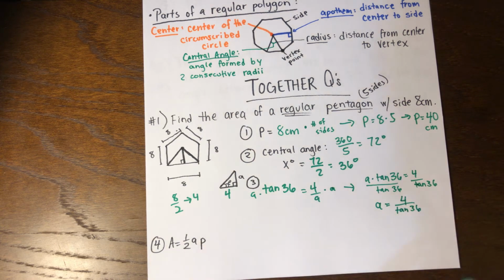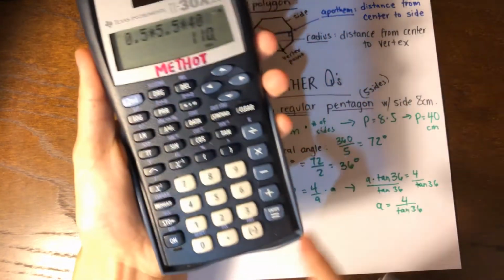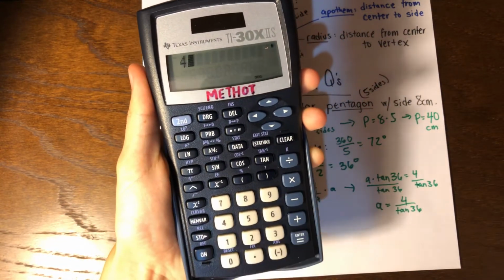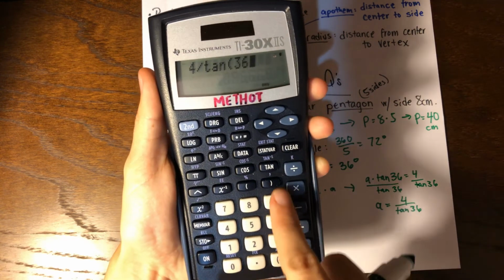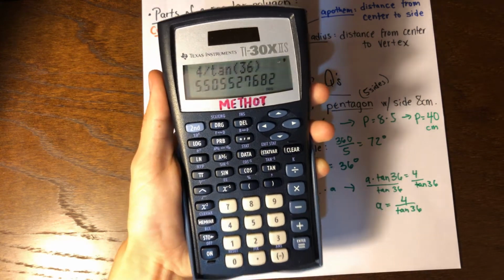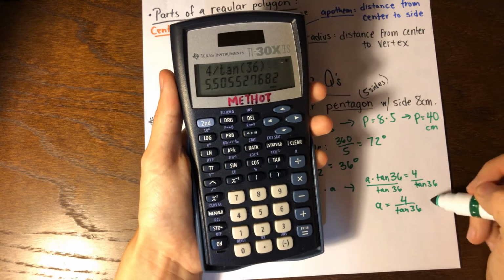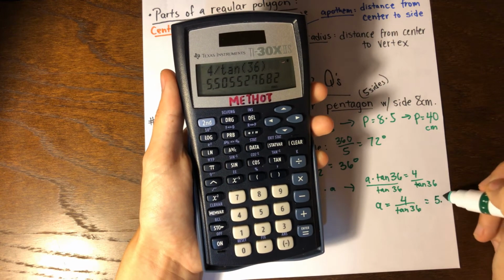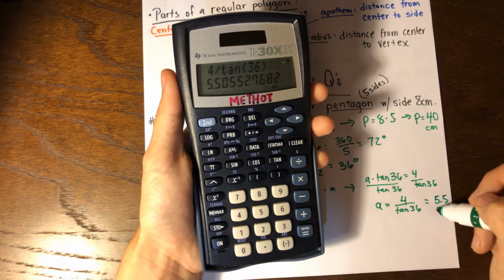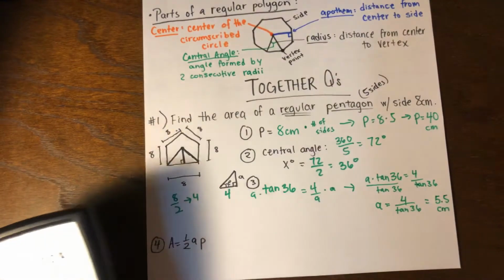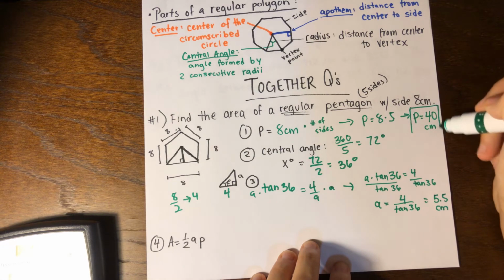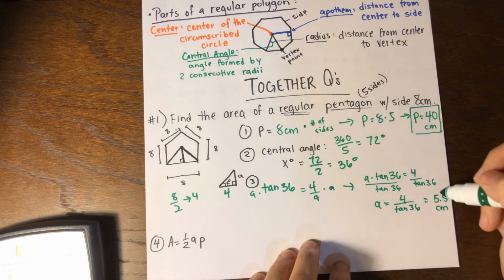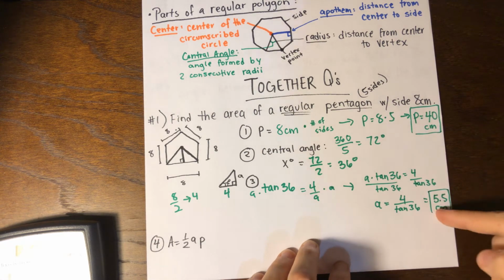So let's solve for that in our calculator. We're going to take 4, divide it by, hit tan of 36, close the parenthesis, hit equal sign, and I get 5.5. So a is 5.5 centimeters. Okay, now I have my a and I have my p.